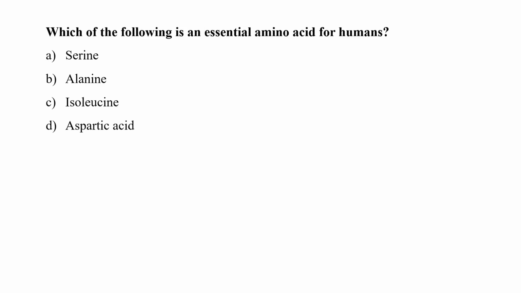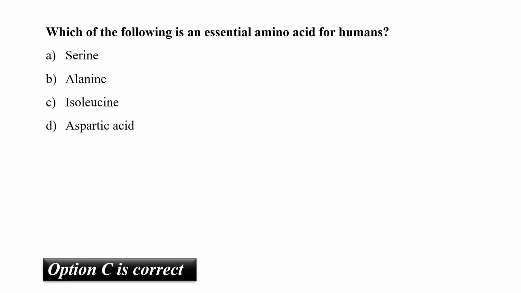Which of the following is an essential amino acid for humans? Serine, alanine, isoleucine, or aspartic acid? Remember, there are 9 essential amino acids: histidine, isoleucine, leucine, lysine, methionine, phenylalanine, threonine, tryptophan, and valine. These are the essential amino acids and therefore indispensable and absolutely required through our diet. So option C is the correct answer, that isoleucine is an example of an essential amino acid for humans.